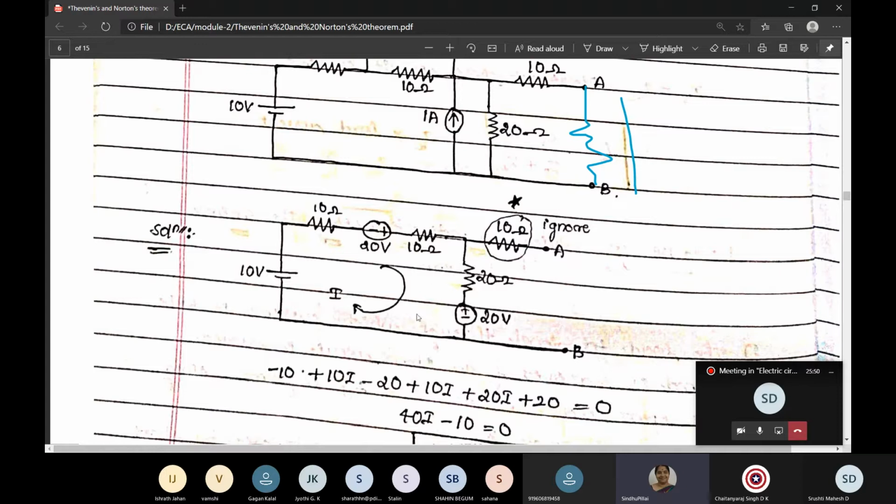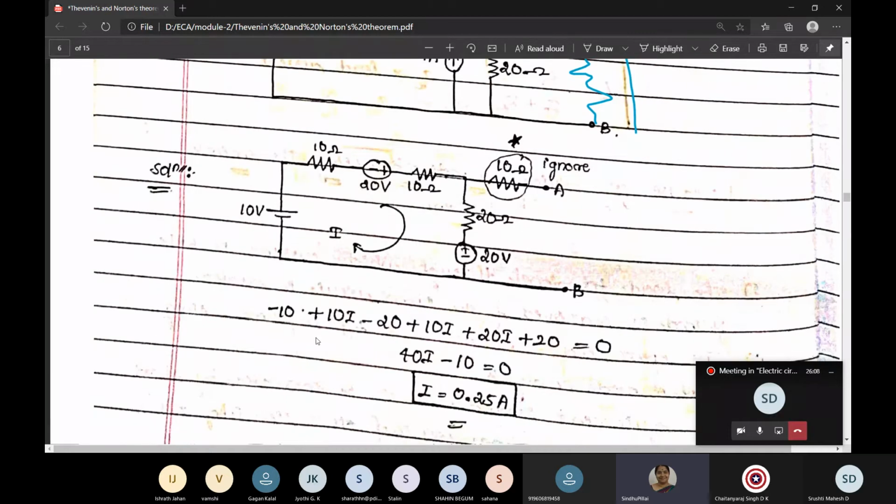So how much is the current I in this loop? Just write the mesh analysis. Okay, it is entering the negative. So it is minus 10 plus 10 into I. This is minus 20. Again plus 10 into I. This is 20 into I. This is plus 20. All that put together, we'll get 40I minus 10 is equal to 0. So we got I as 0.25 amps. That is the current in the loop.